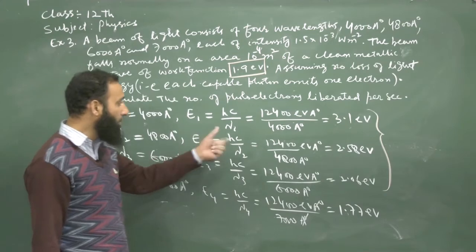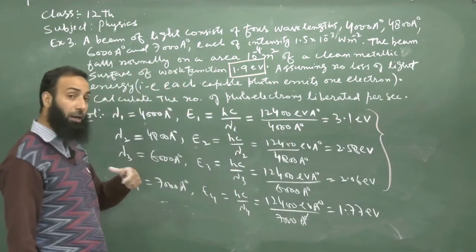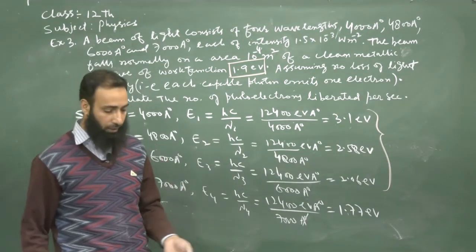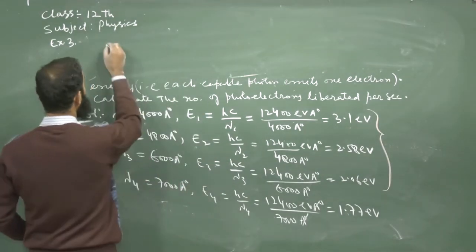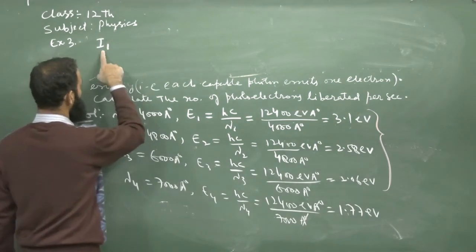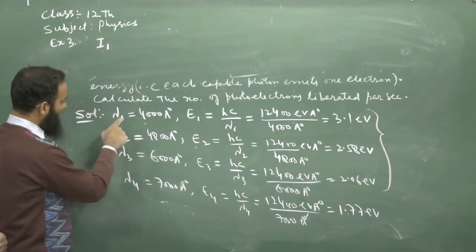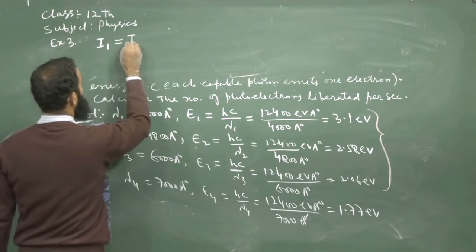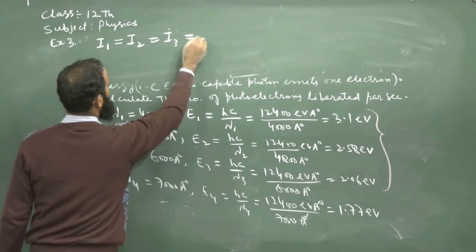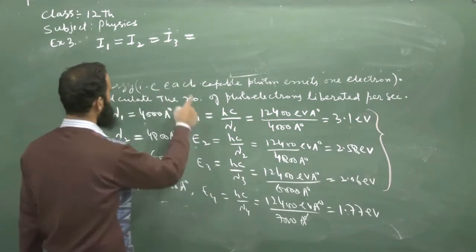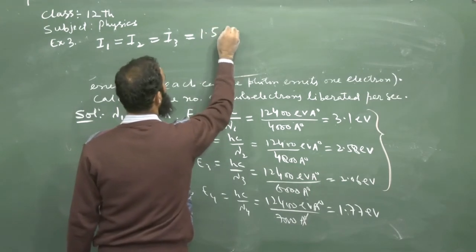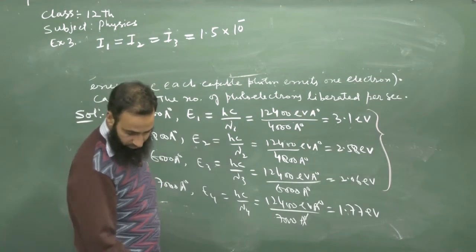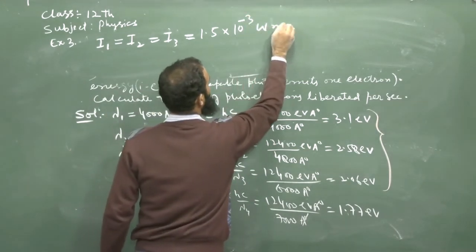Now we will determine how many photons of these three wavelengths are made to incident on the given metallic surface in 1 second. The same number of electrons will come out from the given metallic surface. Also, it is given that the intensity of the light whose wavelength is lambda 1, let us suppose that is I1, is also equal to I2, which is also equal to I3. The intensity of each radiation is the same, and that is equal to 1.5 into 10 raised power minus 3 watt per meter square.